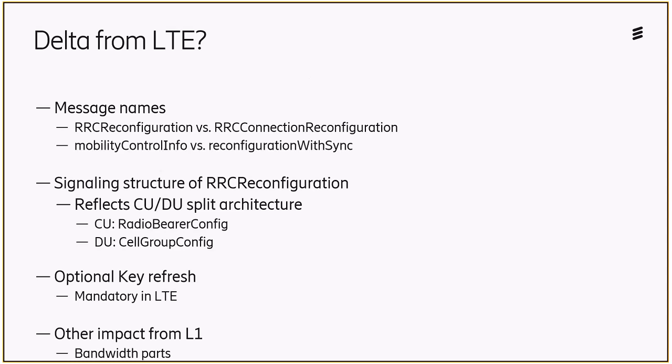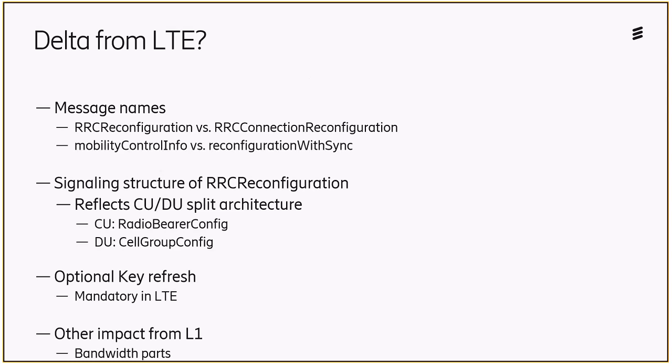The signaling structure changes a bit. It reflects this CU-DU split. We have this radio bearer config, which is mainly some sort of CU configuration, and the cell group config, which is basically DU. This is where the layer 1 and MAC parameters are actually configured. Optional key refresh, that is mandatory in LTE. Like if you have a centralized architecture, a central CU that has the same PDCP, you could do handovers without change. I don't see much benefit, but it's possible.